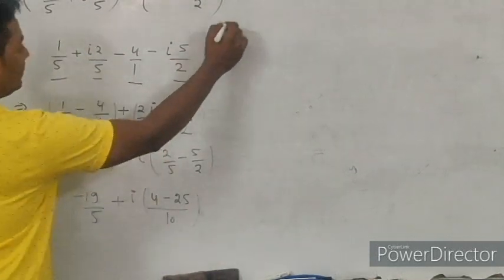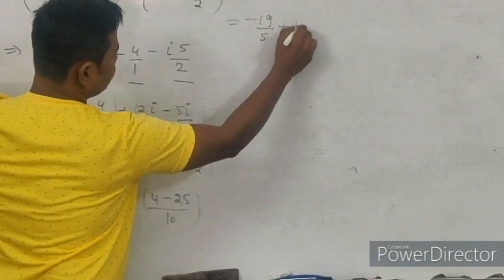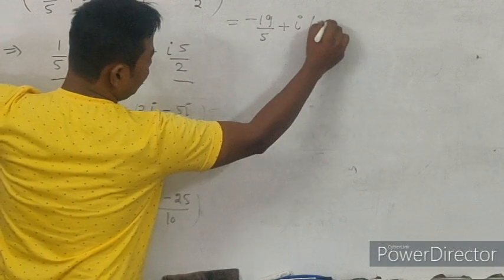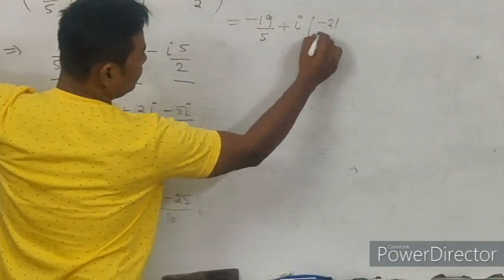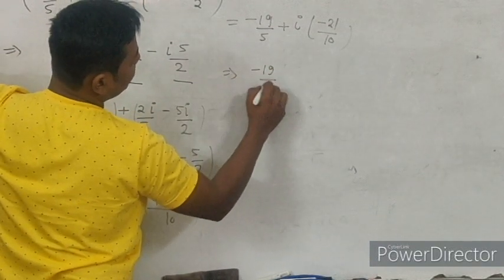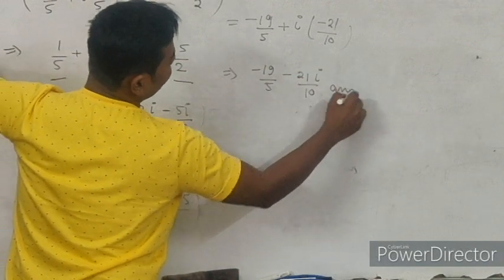तो एग्जैक्टली क्या है आपका? minus 19 upon 5 plus i, यहाँ पे क्या हो गया? ये हो गया आपका minus 21. 25 है यहाँ पे 4 minus 21 upon 10. तो एग्जैक्टली आपका क्या आ गया? minus 19 upon 5 minus 21i upon 10 आपका आंसर हो गया.